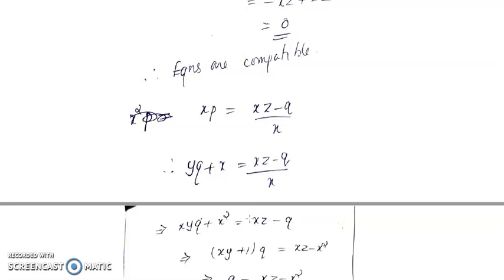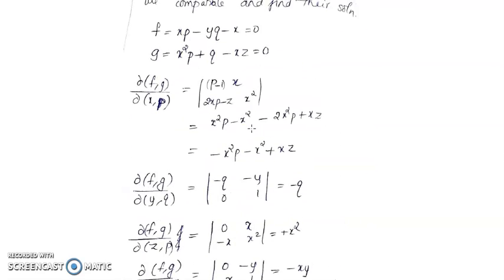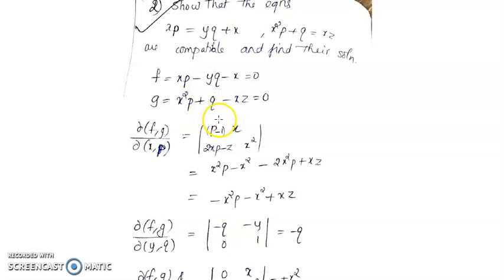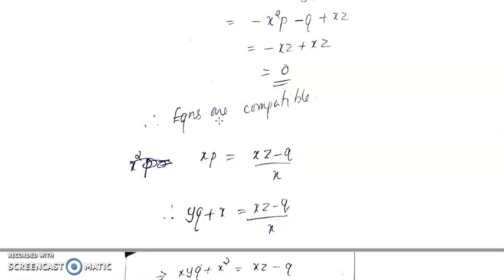Now if they are compatible, we have seen the theorem, you can express p as a function of x, y, z and q as a function of x, y, z. So we can represent p equal to phi and q equal to xi. Okay, so from the equations of f and g, I'll find out what is the value of p and q.